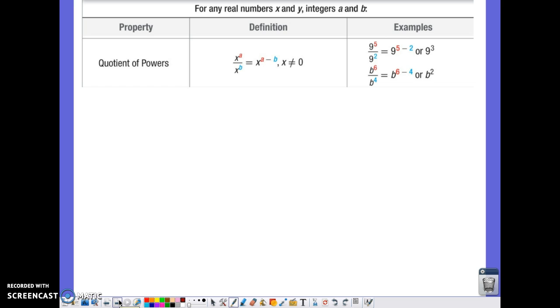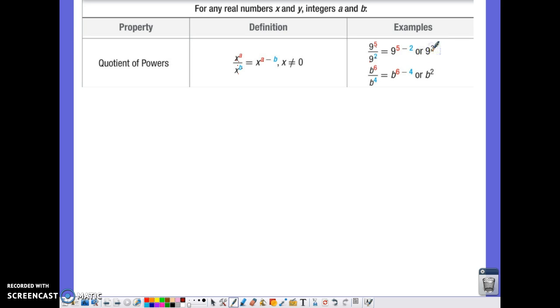Quotient of powers rule. Again, you need to make sure the bases are the same before you apply the quotient rule. So, x to the power a divided by x to the power b. Of course, fractions are also division. This is equal to x to the power a minus b. Remember, we cannot divide by 0, so x can never be 0. Example, 9 to the power 5 over 9 squared is equal to 9 to the power 5 minus 2, or 9 to the 3rd.